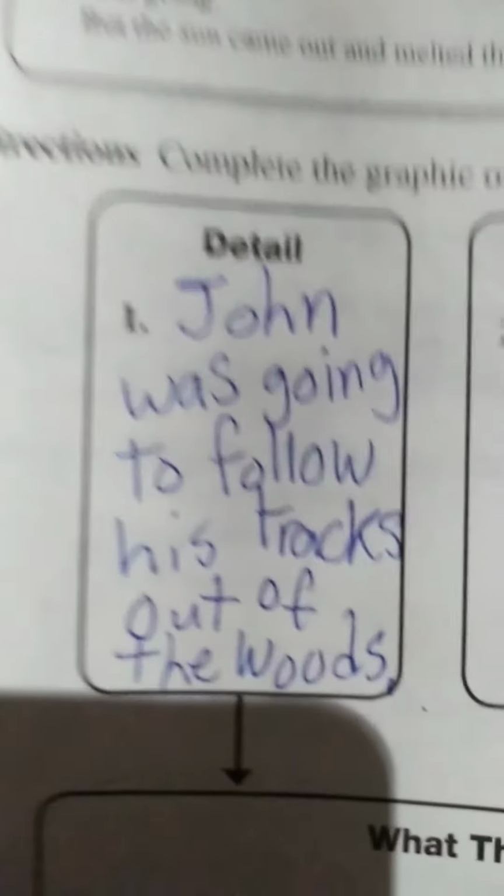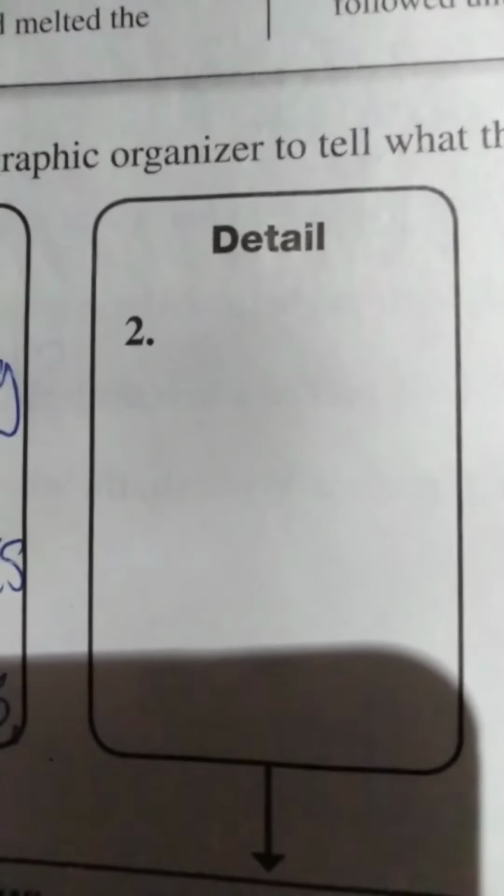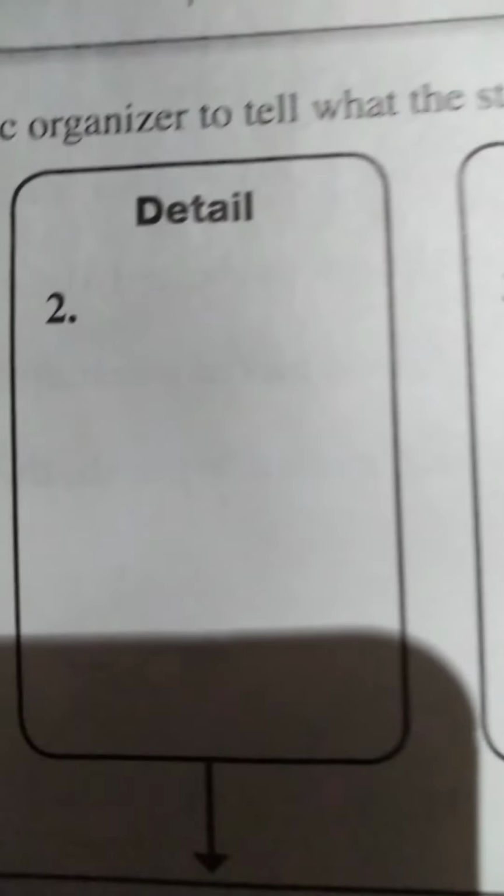That was his plan. So then something happened that derailed John from that plan. You guys remember what happened? Why couldn't John follow his tracks out of the woods? Let's go back to the story. Let's see. But the sun came out and melted the snow. And when John wanted to leave, he couldn't see any tracks. Oh, no.